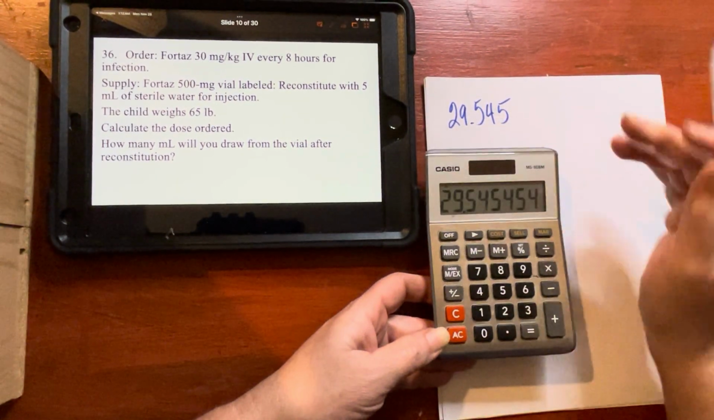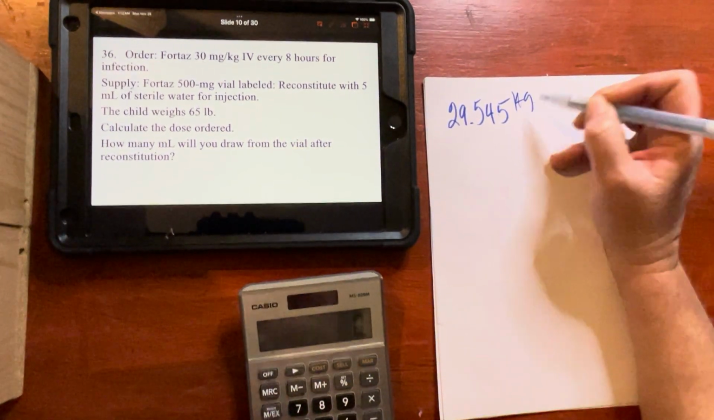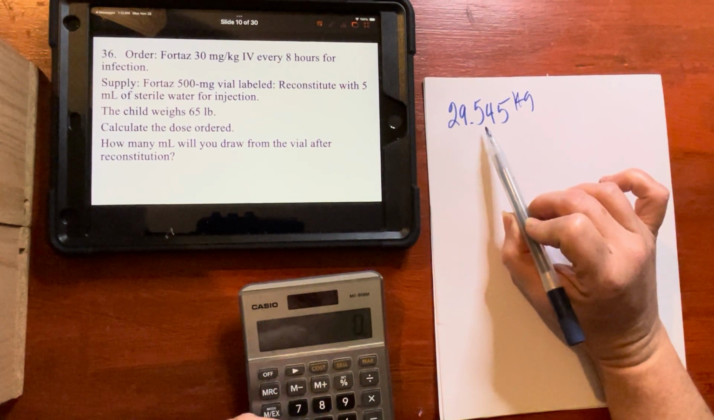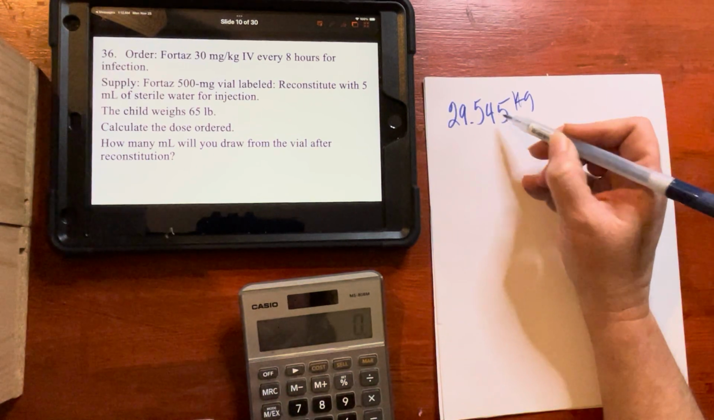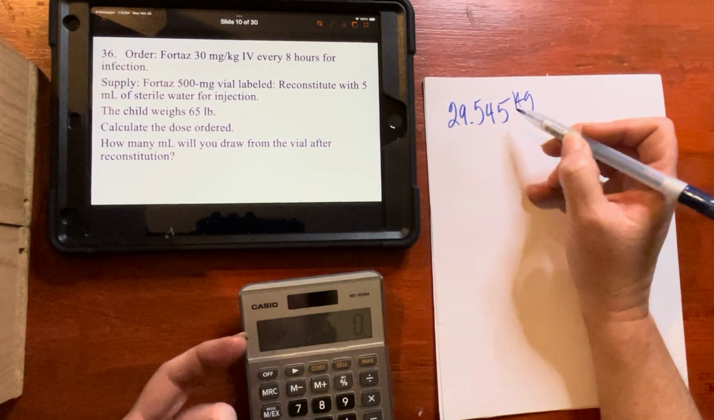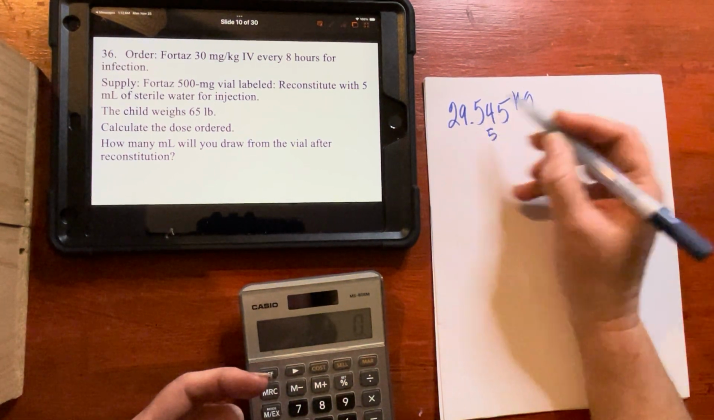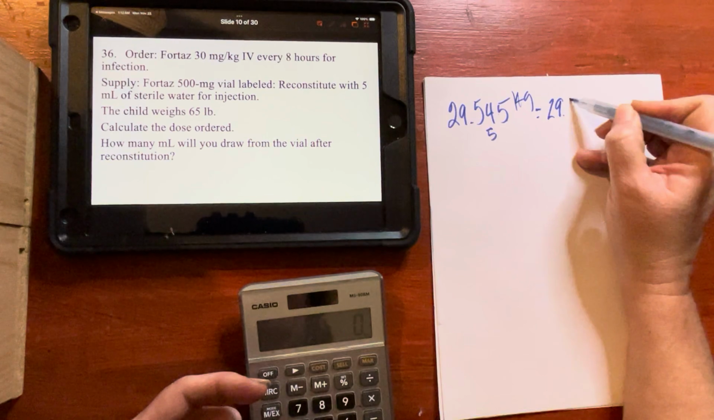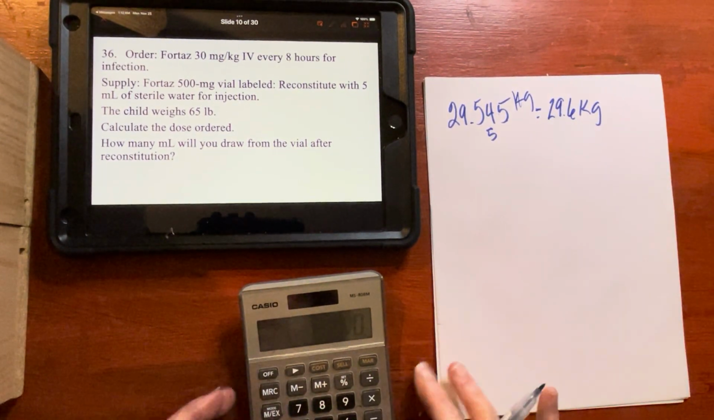29.545. And when we're calculating a weight, this is kilograms, we're going to keep it at one place after the decimal. That 5 is going to make that 4 a 5, and that being a 5 would make that a 6. So his weight is going to be 29.6 kilograms. And we're going to keep a decimal place, okay?